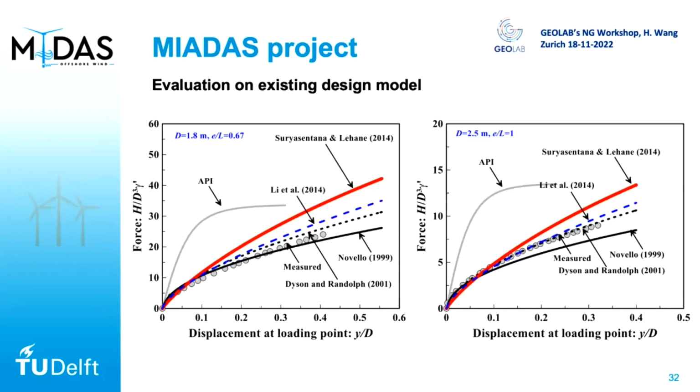And for all the other CPT-based design models, it seems they capture the initial response, but when we really go to large deflection, the prediction becomes less accurate. And this is only 2 typical cases. If we include all the simulation cases, you will see that there's no one model that can predict all the results. So we really need to improve that.